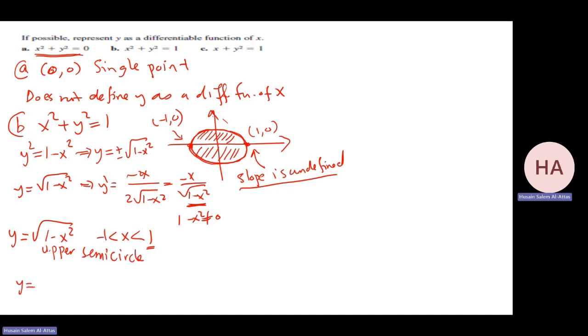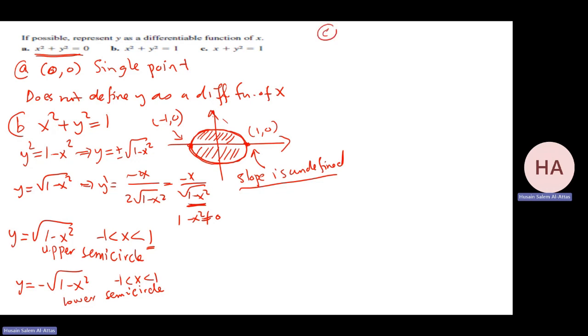And y equals minus square root 1 minus x squared, still with x between minus 1 and 1. Y should be negative, and this is the lower semicircle. You cannot take both. So these two are defined as differentiable functions.